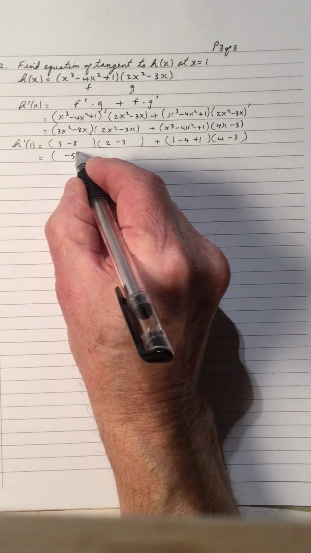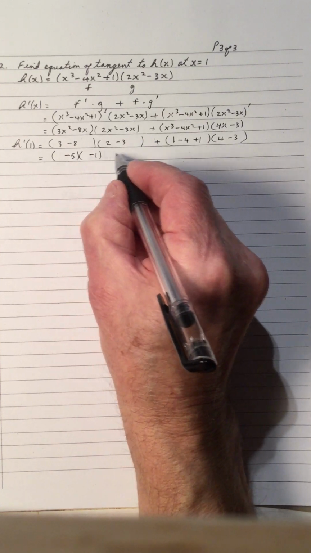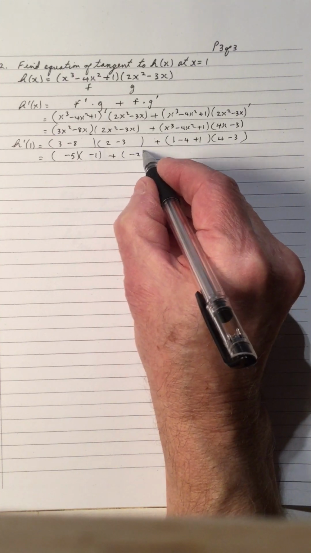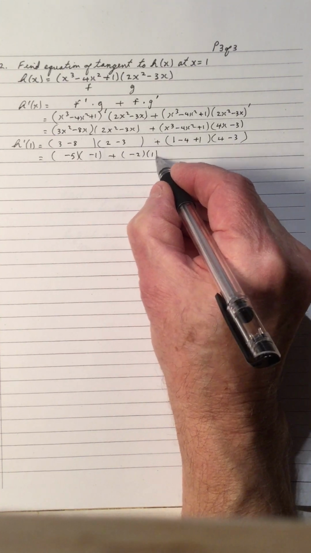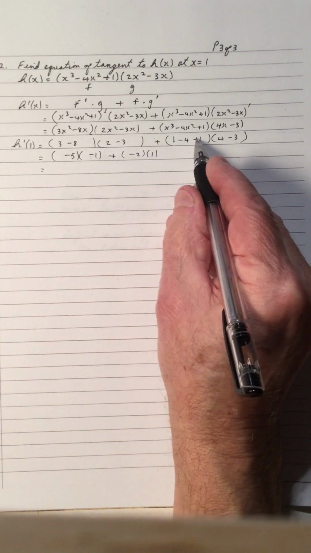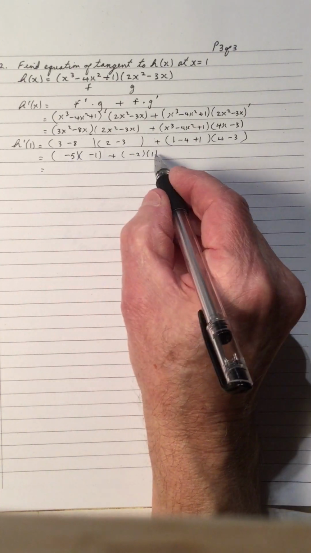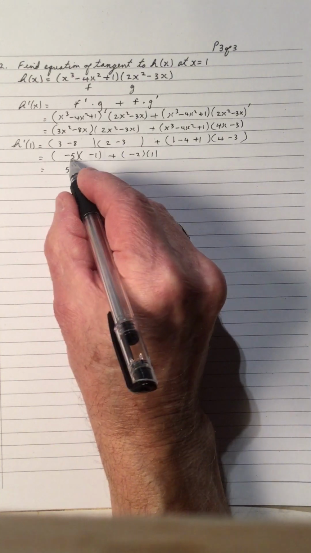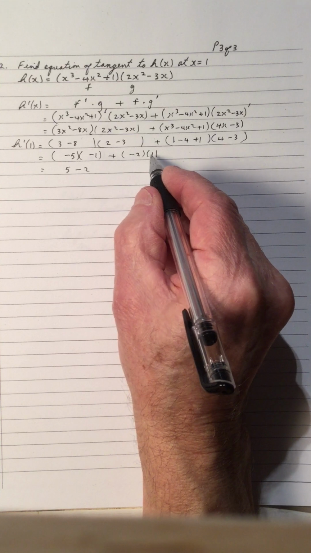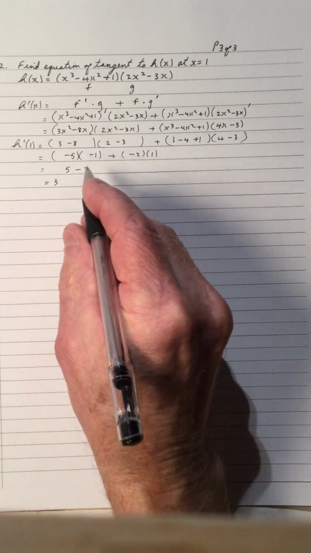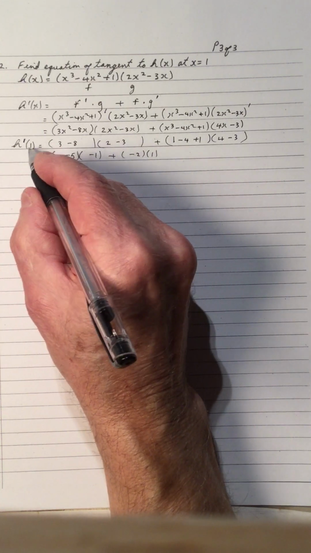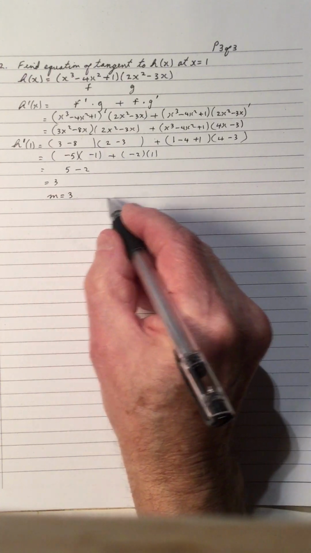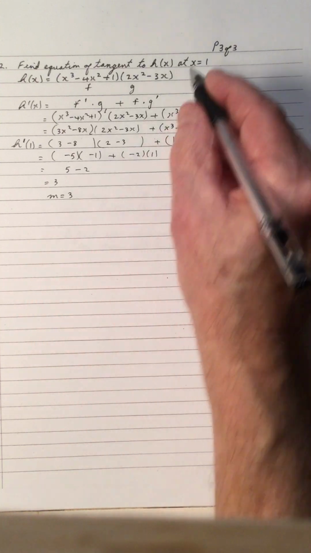So this is negative 5, negative 1, plus this is negative 2, and this is 1. Notice I worked inside the brackets first by PEMDAS. Now I have to multiply before I add, so that's a 5, and that's a negative 2. So when I multiply, I get 5. When I multiply here, I get negative 2. So that's a 3. So the derivative at 1 is 3, so that means the slope of the tangent is 3. So what is the point at 1?